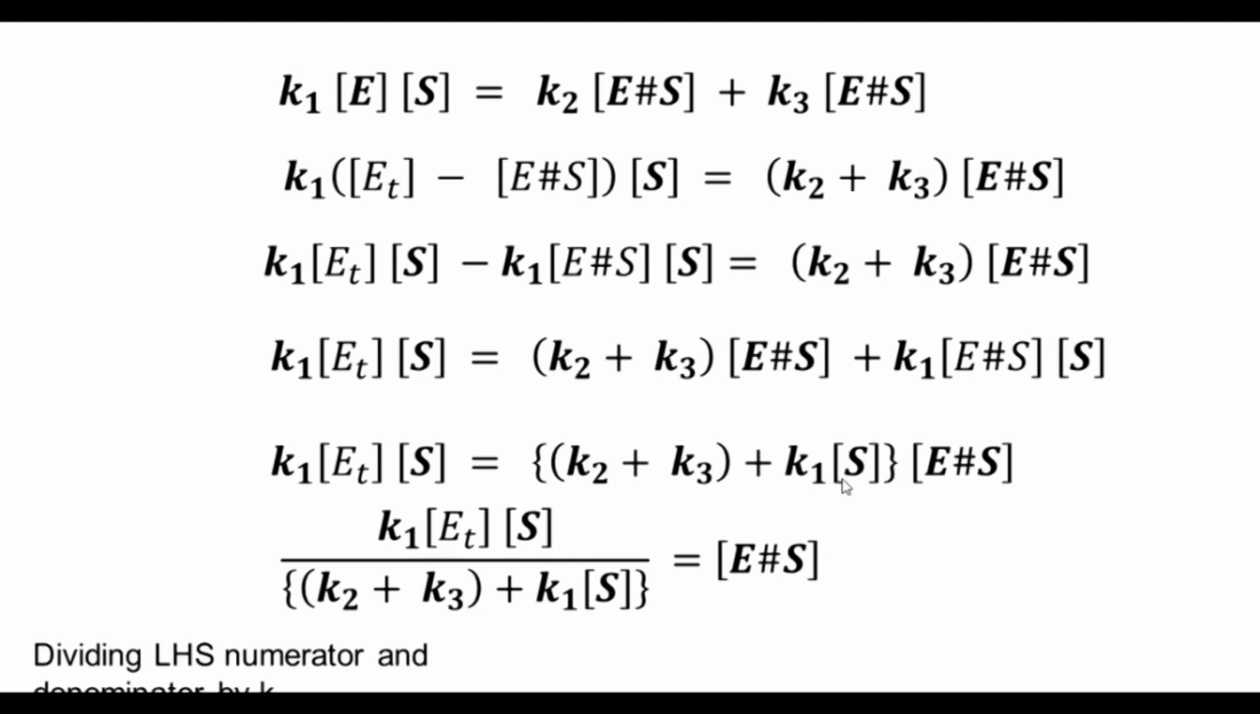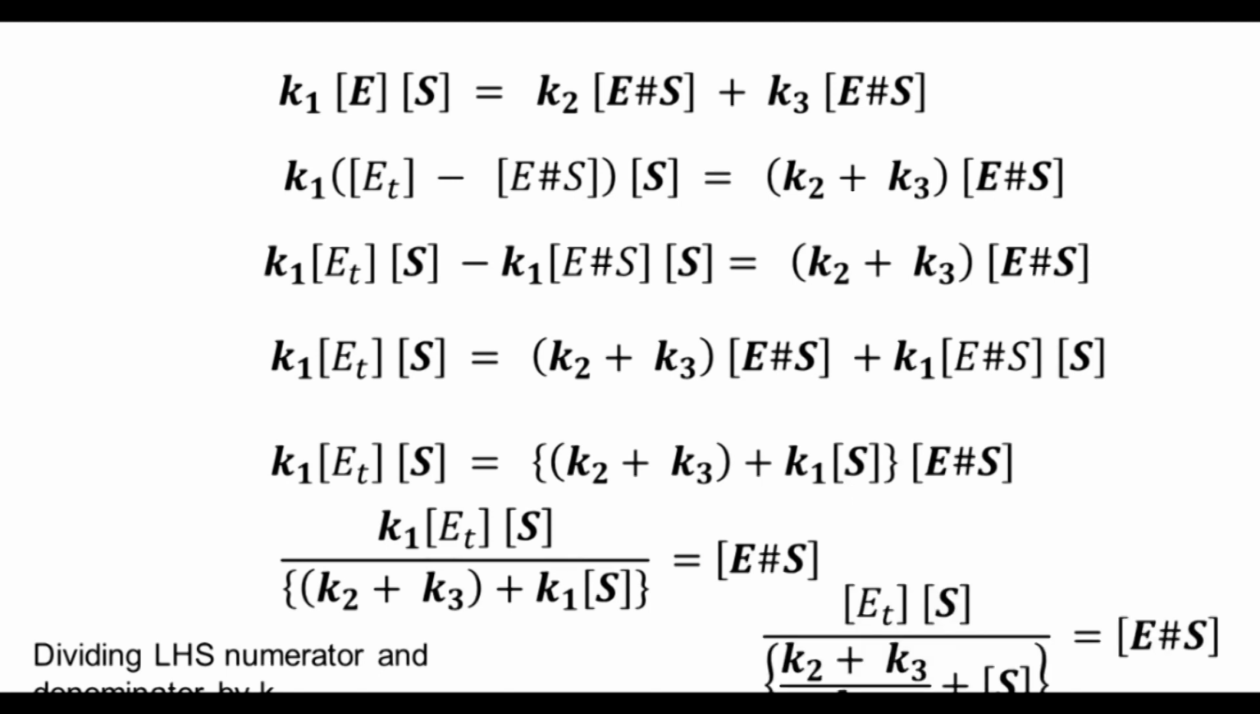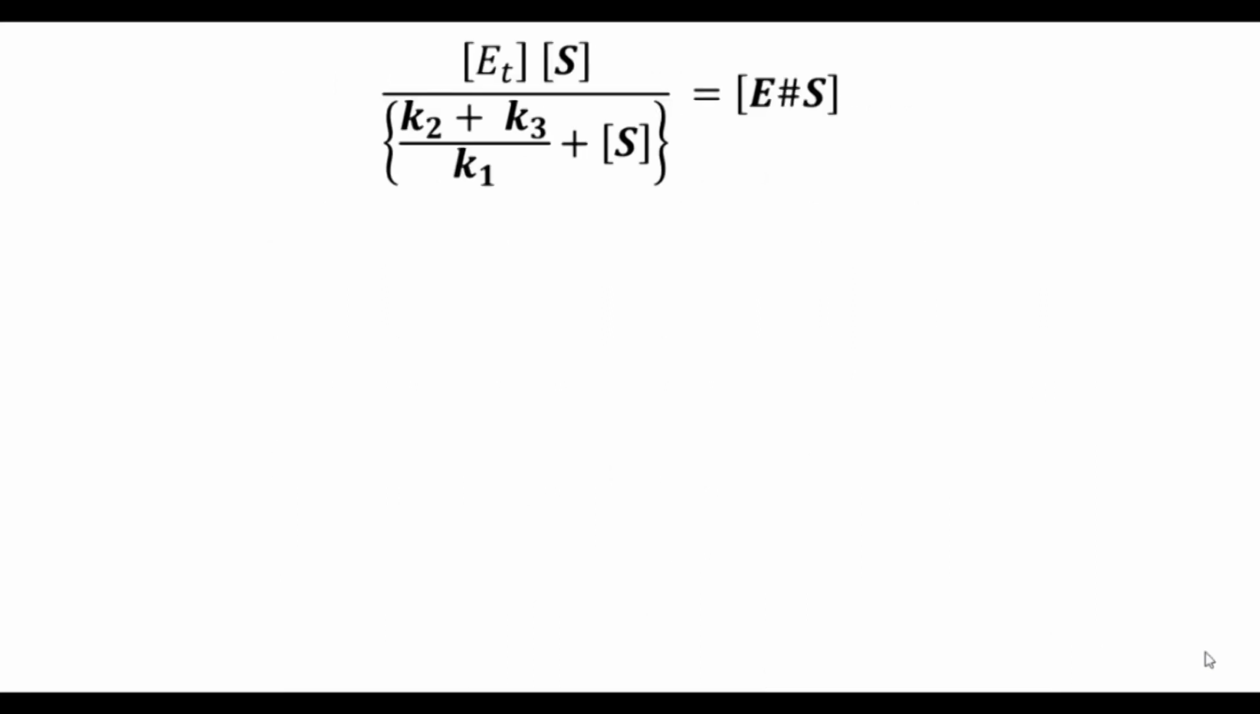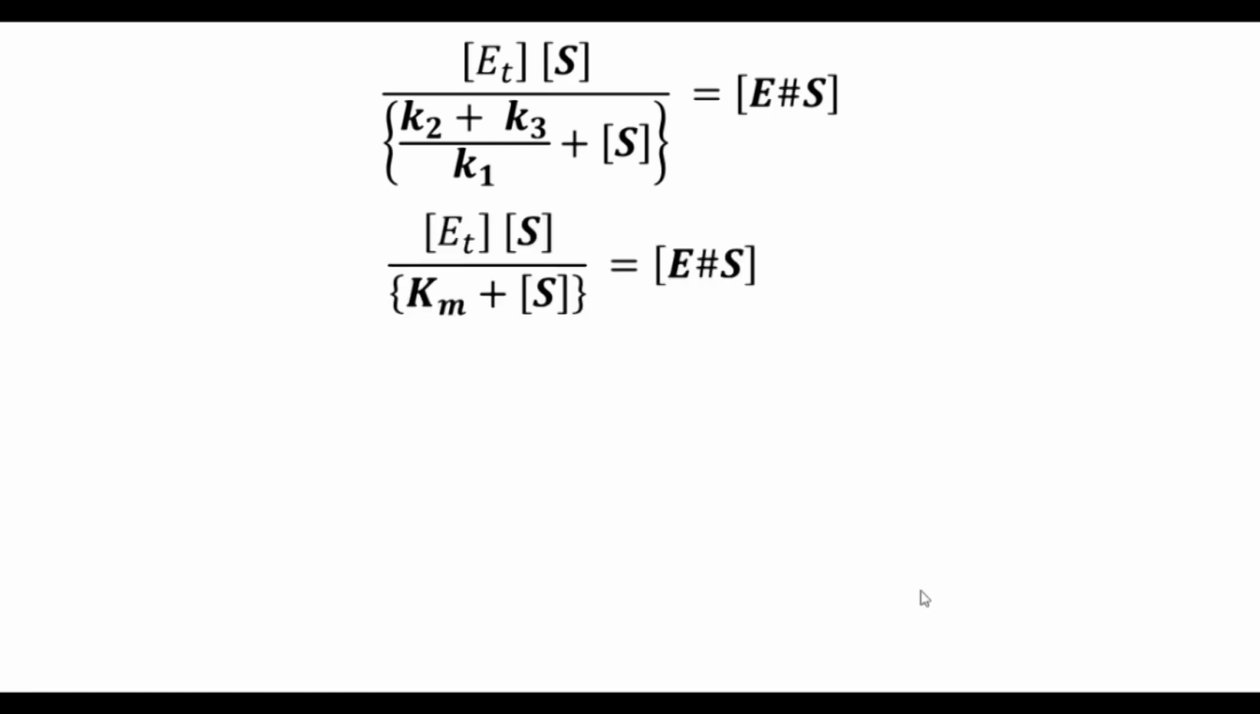And if we divide the numerator and the denominator by K1, the K1 disappears from here, so ET into S, and here K2 plus K3 divided by K1 plus S. There is a K1 here which gets cancelled, plus S equals the enzyme substrate complex concentration, which is the same as this. And if I call K2 plus K3 by K1 as some capital Km, then the same equation can be written as this: ETS divided by Km plus S equals enzyme substrate complex concentration.